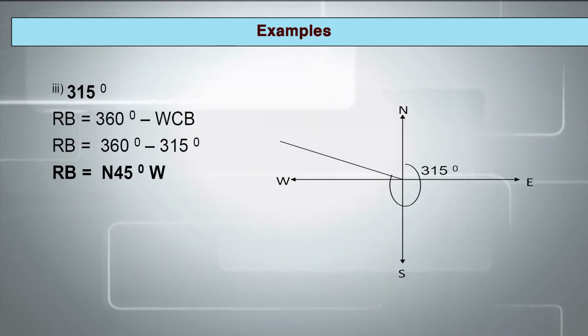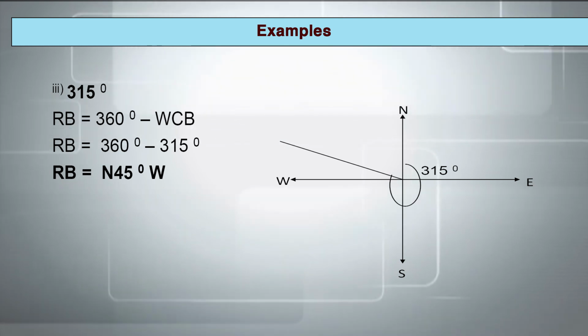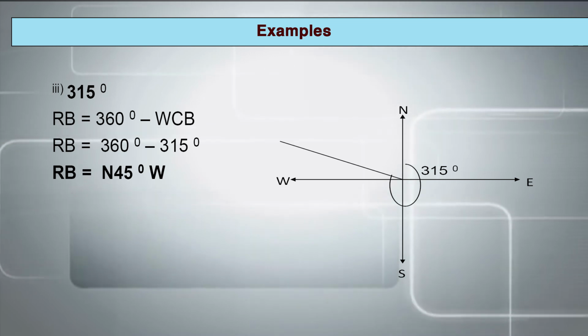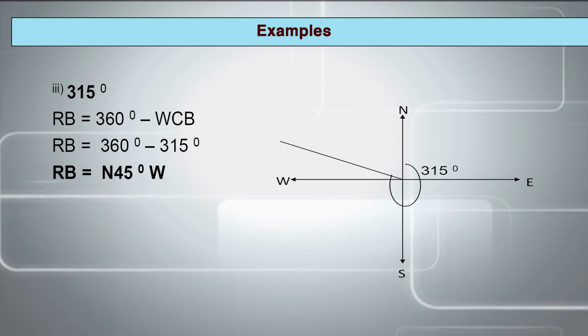And next is 315 degree. Reduced bearing will be 360 degree minus theta, that is WCB. So, RB will be equal to 360 degree minus 315 degree. Hence, RB will be equal to north 45 degree west.